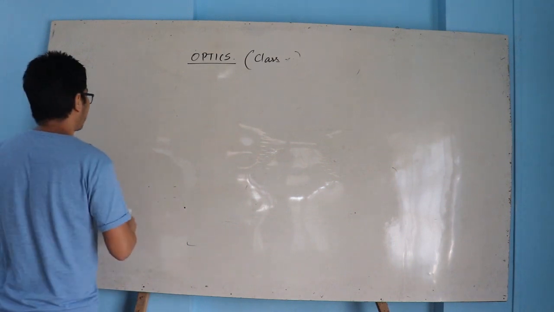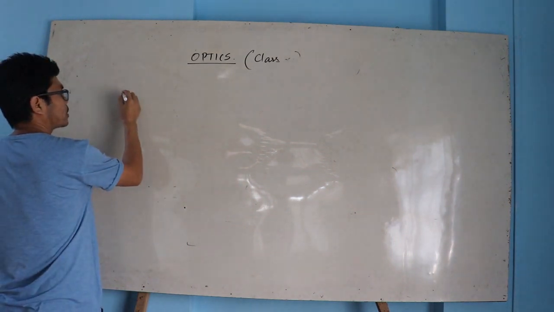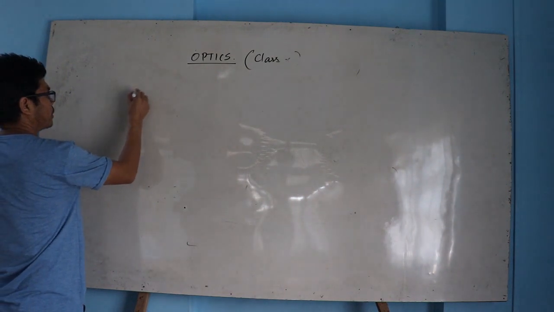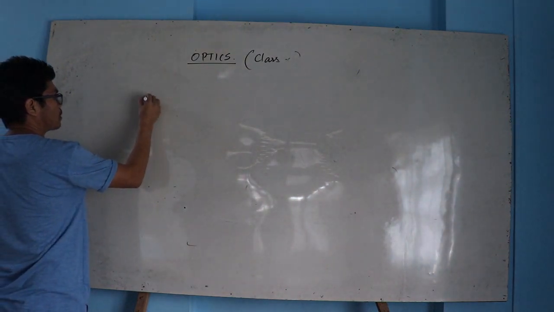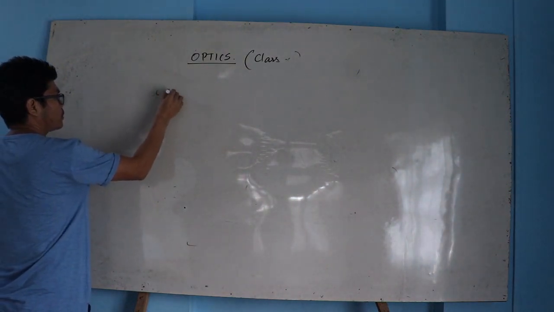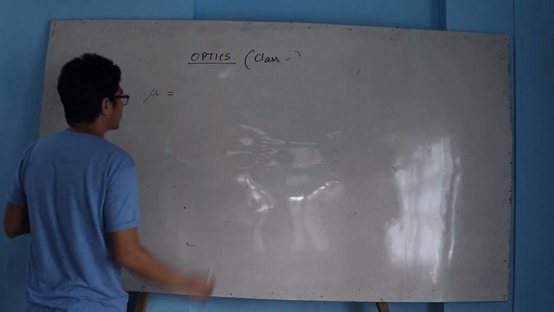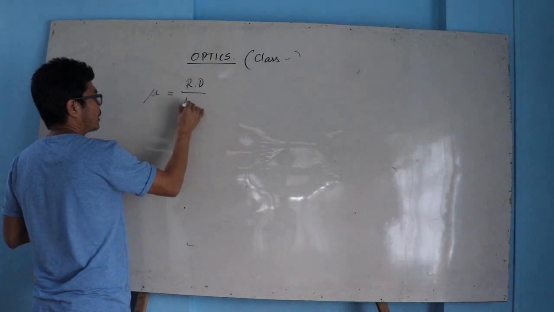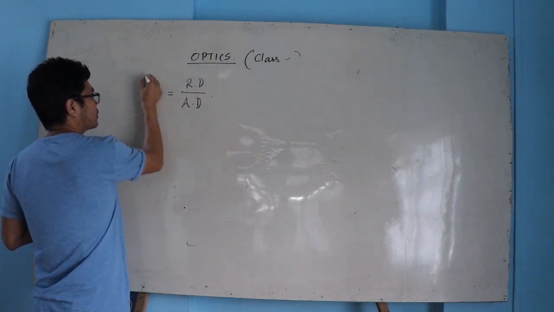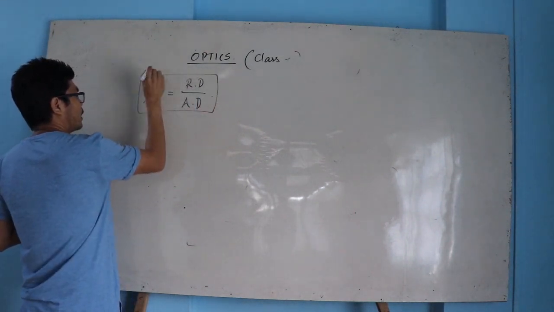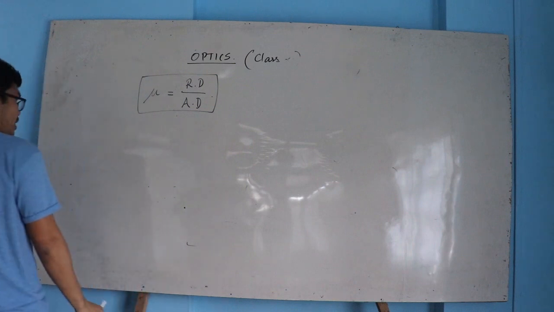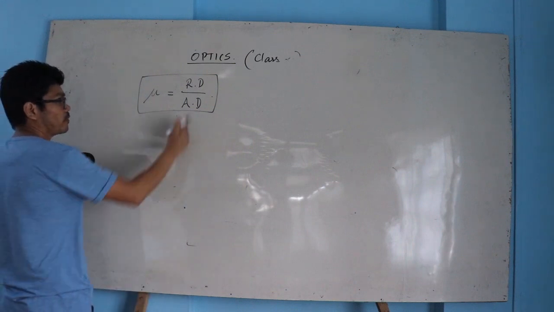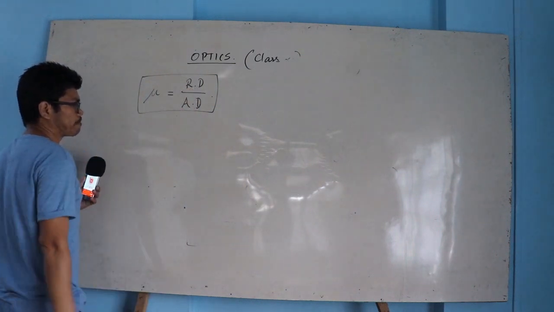After this, we'll be deriving this formula here. Mu is equal to, say, real depth divided by apparent depth. It means the refractive index can also be written as the ratio of real depth to apparent depth.